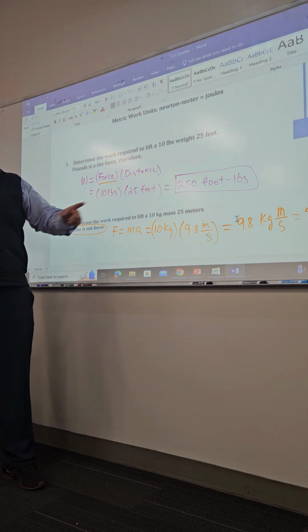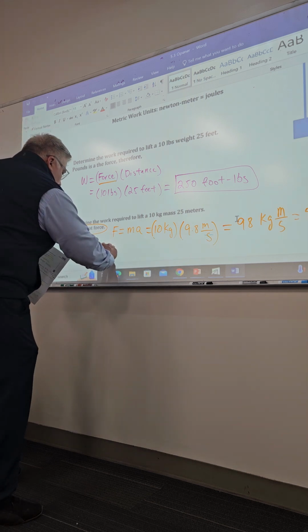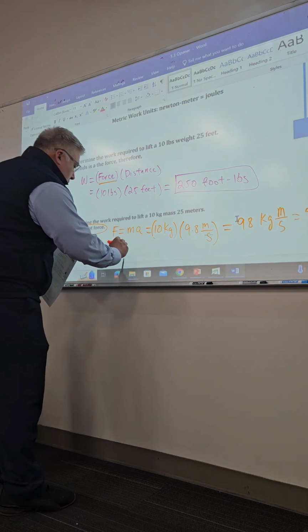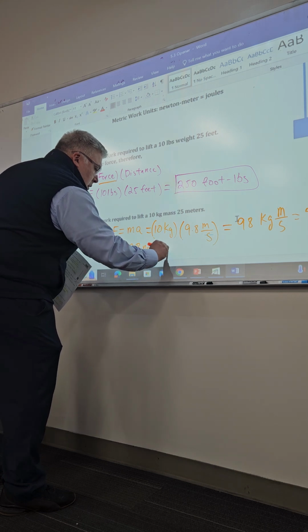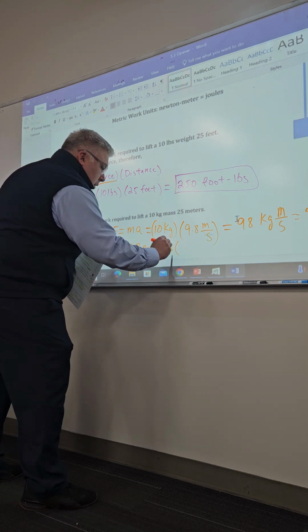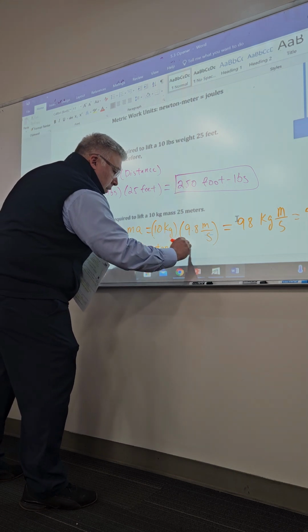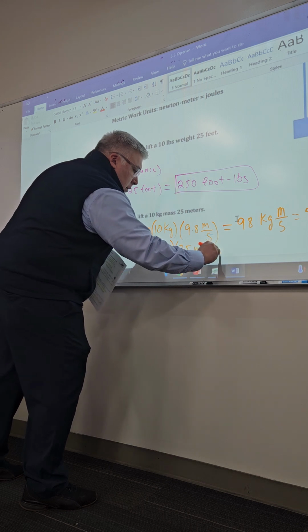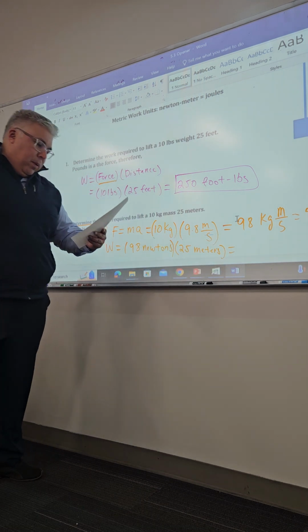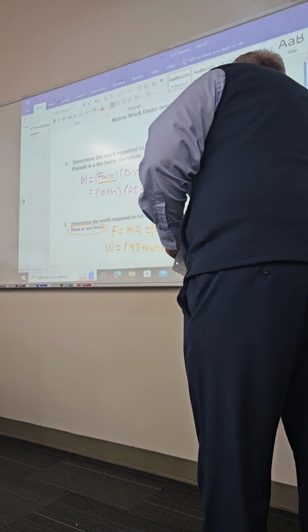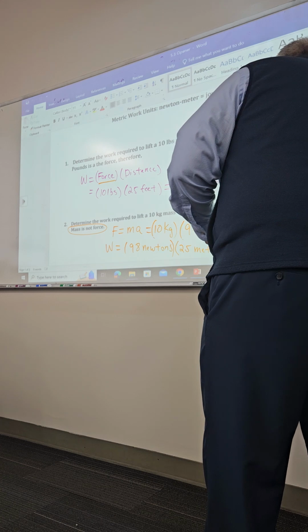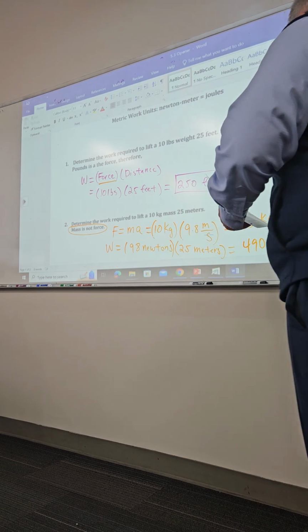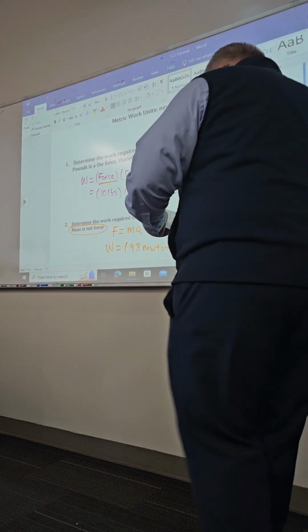Force times distance, okay? So then the work is equal to force, which is 98 newtons, times the distance, which is what? 25 meters. And you multiply that into your calculator, and you're going to get 490. No, you get 2,450. Oh, that's what I meant.